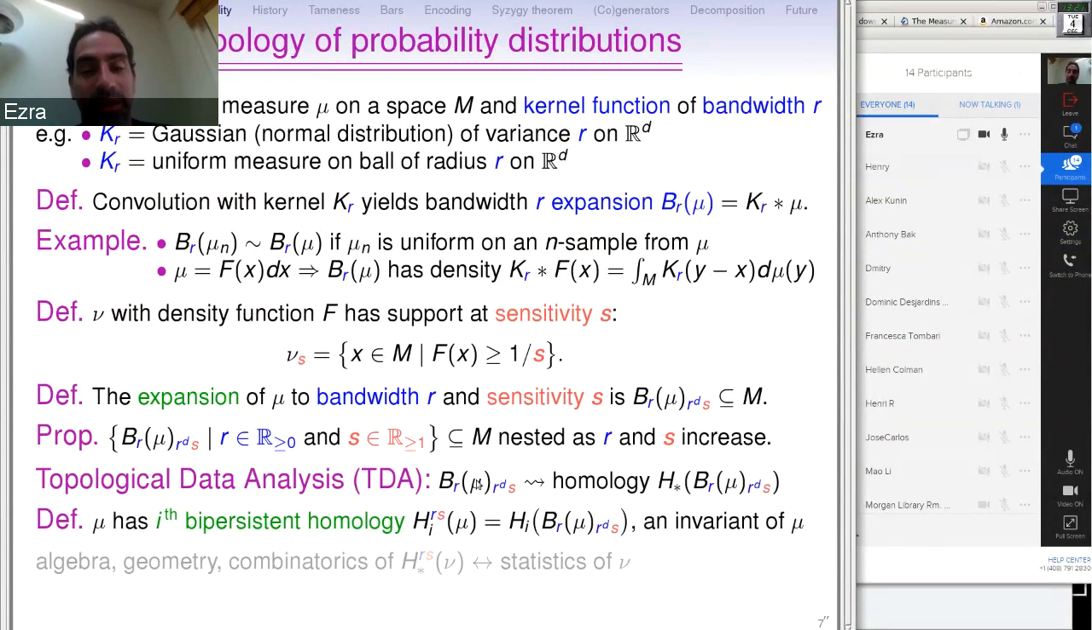So what topological data analysis does is, instead of looking at the actual set, it looks at the homology of the set, the homology of the expansion. So the ith bipersistent homology, you look at all of these vector spaces for all choices of bandwidth and sensitivity, and this is an invariant of your measure. And given this is an invariant of your measure, the algebra and the geometry and the combinatorics of this biparameter persistent homology module is intimately tied to the statistics of sampling from the measure mu.